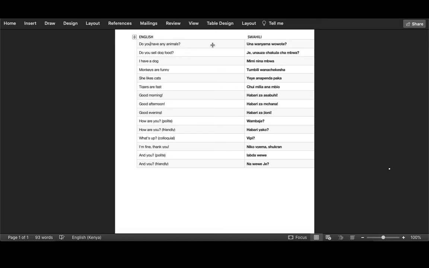Number 2, do you sell dog food? Je, unauza chakula cha mbwa? Dog is mbwa. Food is chakula. When you say chakula cha mbwa, cha is the possessive, it shows possession of the food: dog's food. Do you sell is uza, but since it's you, it's unauza. Do comes now with the je, which is a way of asking.